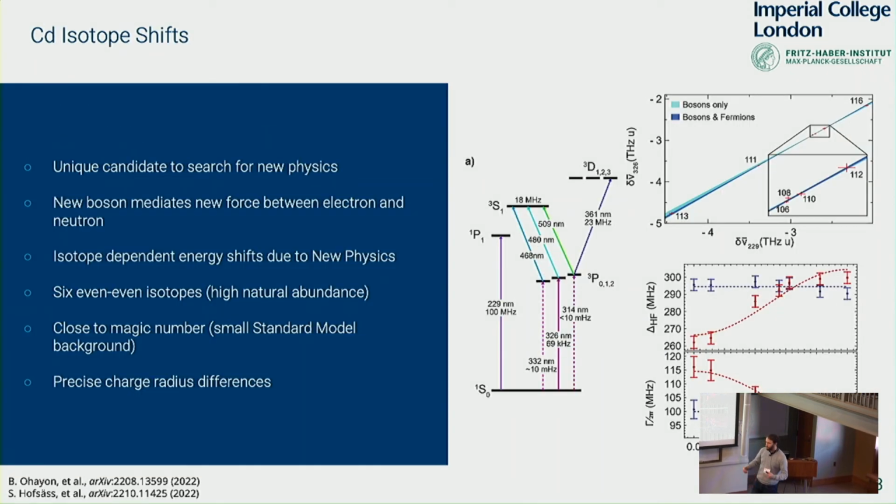Cadmium is not only good as our little dummy atom, but we can also measure isotope shifts very precisely, which is kind of a fashionable topic at the moment. It turns out to be an extremely good candidate because it has 6 even isotopes with very high natural abundance. It's very close to this magic number. So it has a small standard model background, and we can also extract precise charge radius differences and then test new atomic structure calculations with that.